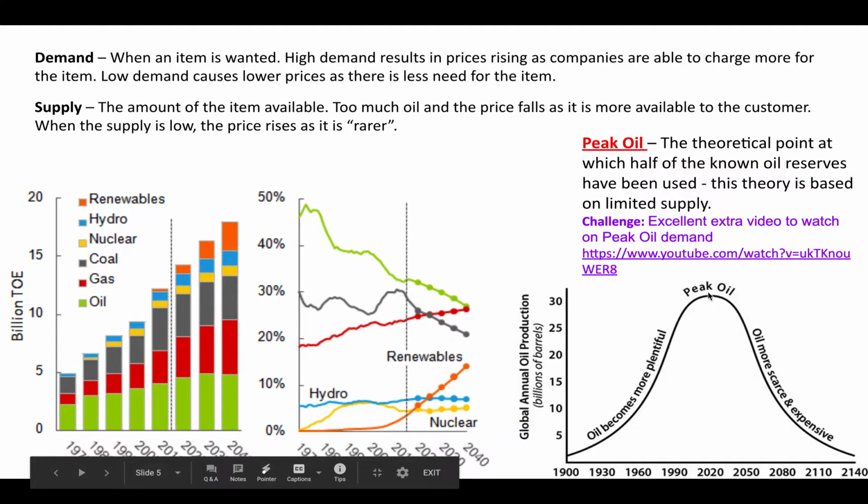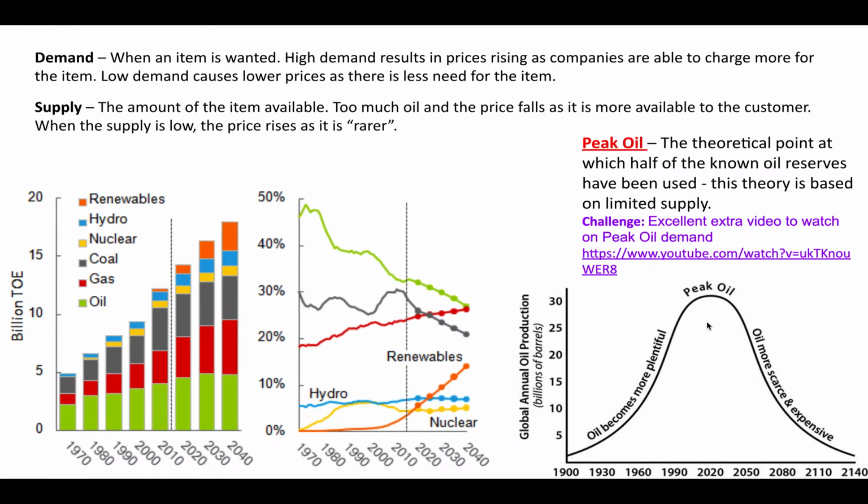Now, this point of peak oil is a theoretical point at which half of the known oil reserves have been used. And the theory is mostly based on limited amounts of supply. We should know already that oil is a non-renewable resource.